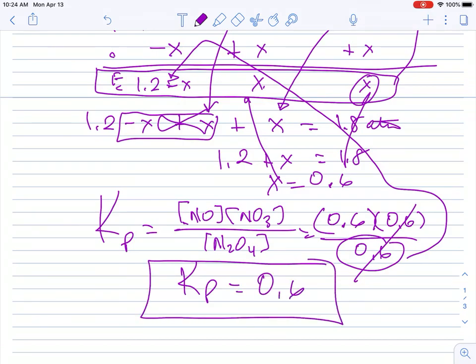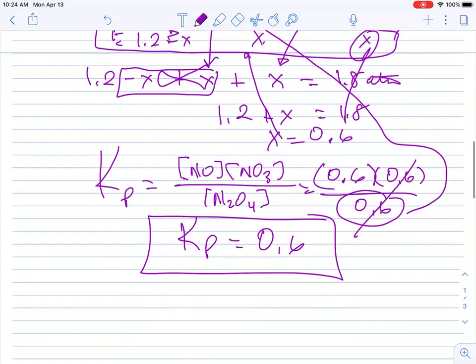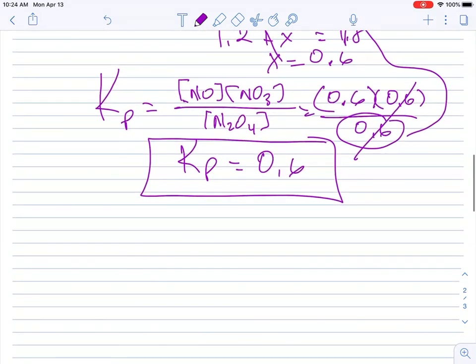So what this means is that when Mother Nature reaches a point of equilibrium, this numeric value is 0.6. Now, remember, if I calculate a Q value and it's bigger than Kp, look at how that's going to shift. If Q is less than K, look at how that's going to shift things. So that's something else that you might want to look at.